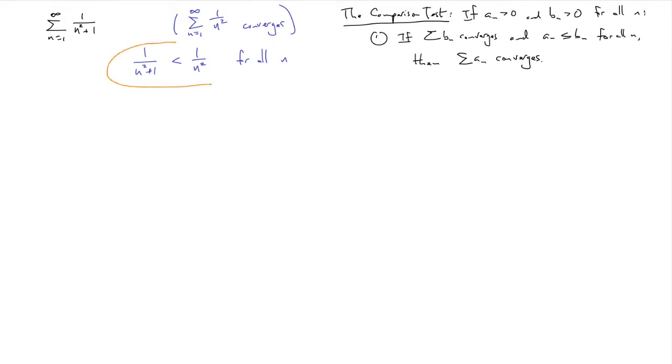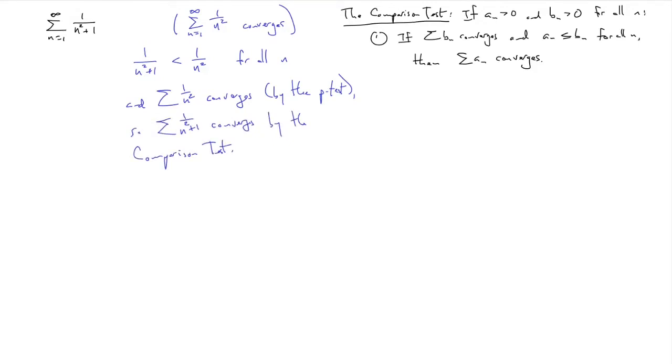We have 1 over n squared plus 1 is less than 1 over n squared for all values of n. And we know that the series sum 1 over n squared converges by the p-test. And so the sum 1 over n squared plus 1 converges by the comparison test. And you notice that I'm not too careful with the n equals 1 to infinity, because it doesn't really matter. If sum n equals 1 to infinity of 1 over n squared plus 1 converges, so does sum n equals 17 to infinity. It doesn't matter what actual number you start at, so we can just consider it the sum of 1 over n squared plus 1.